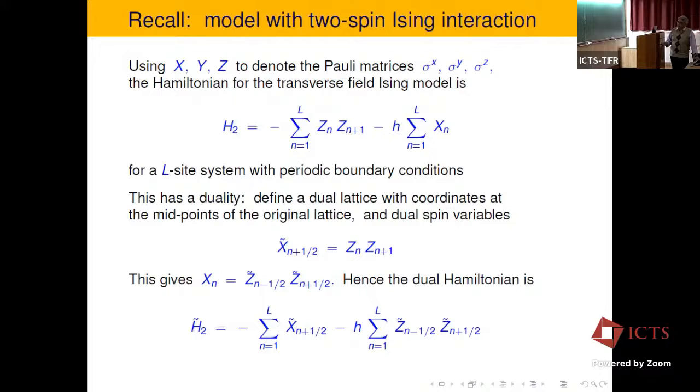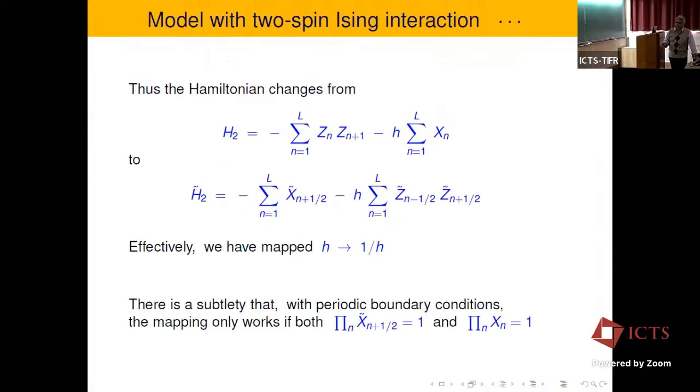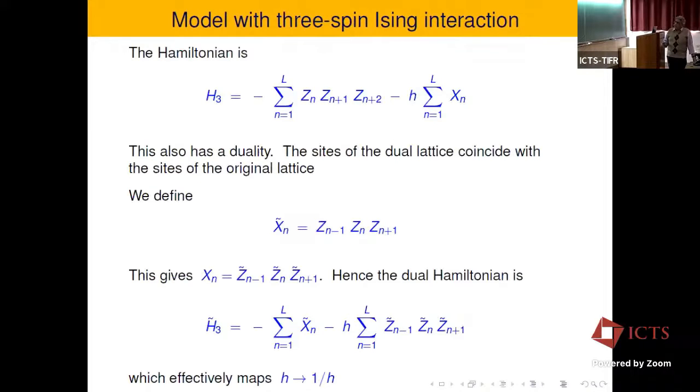So basically you can see that what we have done by this transformation is that we have interchanged these 2 terms. So this is a transformation which takes you from H to 1 by H. You have to be a little careful when you have periodic boundary conditions that this mapping only works for certain constrained sectors. Okay, so now the model that we want to study.